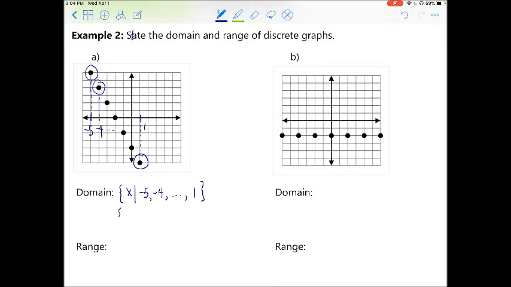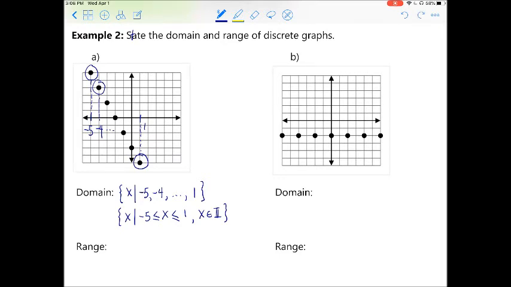Another way to write the domain for this case would be using conditions. So x such that the lower limit of x was -5 and upper limit was 1. And they're both inclusive, so we do have to have the equal sign on both sides. Don't forget, x is an element of integer values because integers are the positive and negative whole numbers.